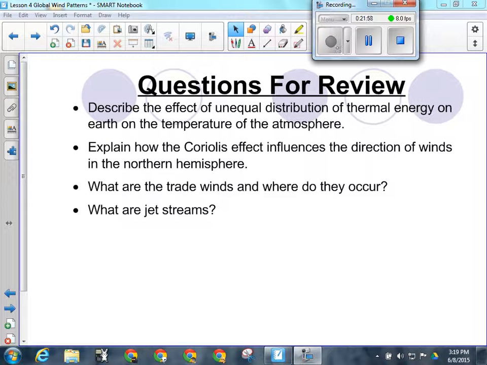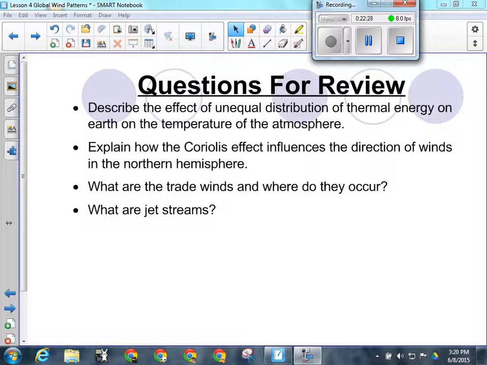For the first one, what's the effect of the unequal distribution of thermal energy on Earth? What does it cause? Winds, yeah. It causes convection. And winds are the evidence that convection is going on, because they are the movement of air that we feel. And that movement of air is because air is trying to move to balance the changes and differences in heat.